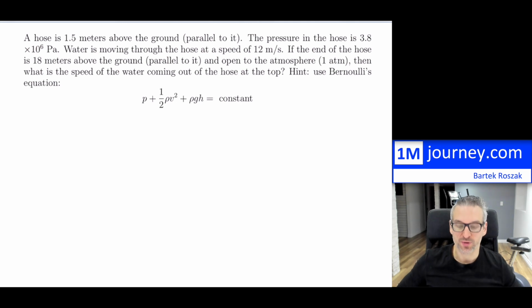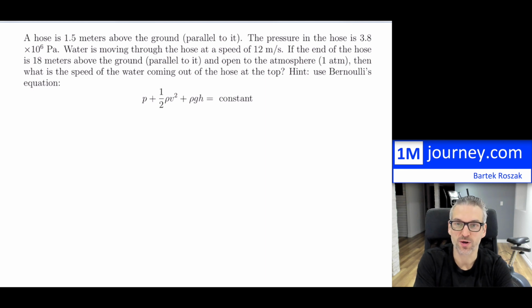Let's jump into several examples with regards to fluids, pressure, and densities. Okay, so here's the first one. We have a hose which is 1.5 meters above the ground and parallel to it. The pressure in the hose is 3.8 times 10 to the 6, so 3.8 megapascals.